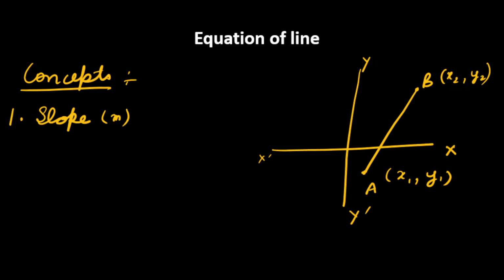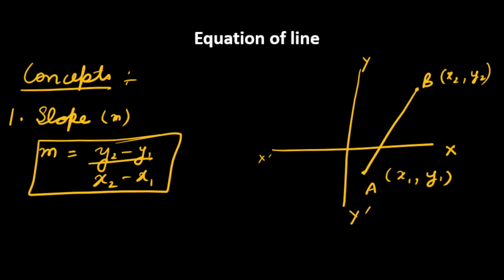We can find the slope of this line by using a formula. Slope we write with small m. The formula is y2 minus y1 by x2 minus x1. This is the slope formula. The other name of slope, which you might sometimes see, is gradient. So slope and gradient are the same. If they say find the gradient or slope, both are the same thing.